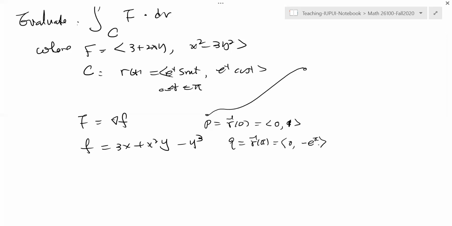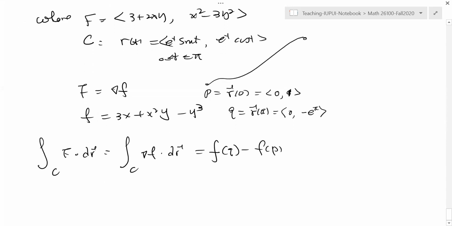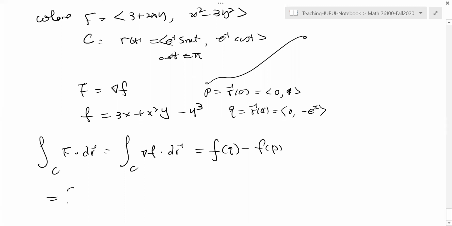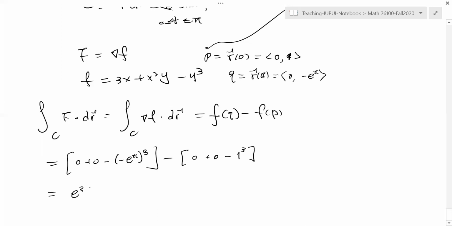Why do I need that? Because according to our theorem, this integral of the gradient of f dr is just nothing but f(Q) minus f(P). You take the value of the function at those 2 points and take the difference. It's easy to do: at Q, x is 0, y is negative e to the pi, and at P, x is 0, y is 1. So you simplify to e to the 3 pi plus 1. So that is the answer.